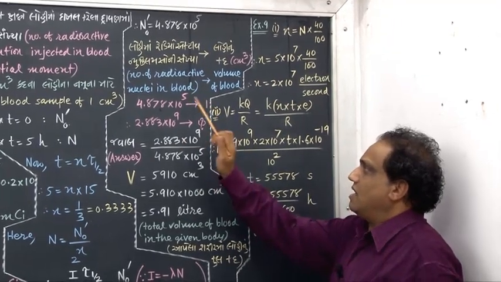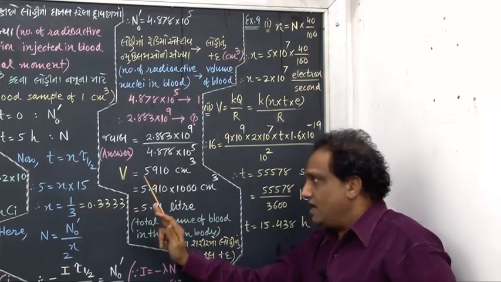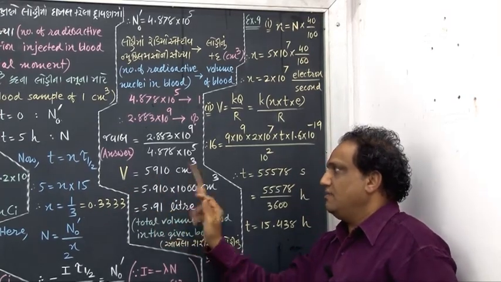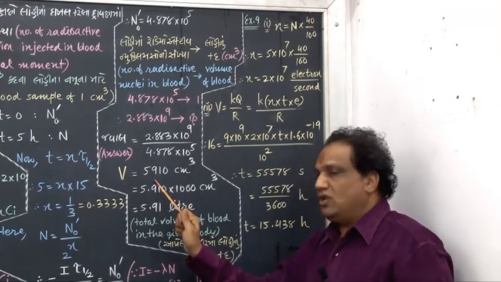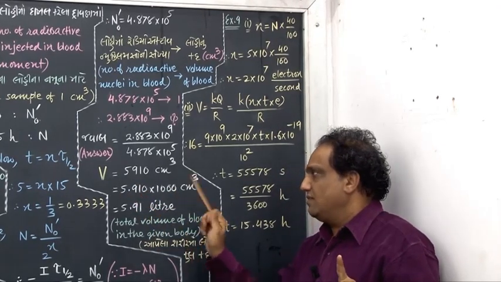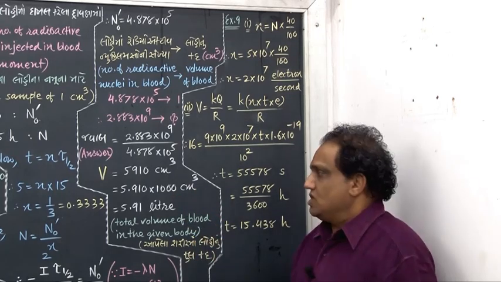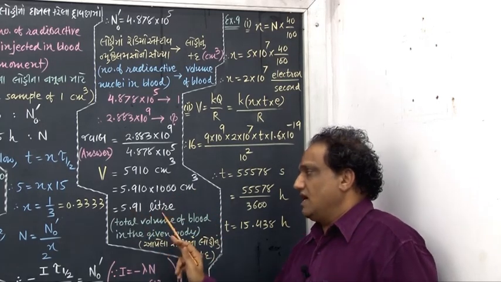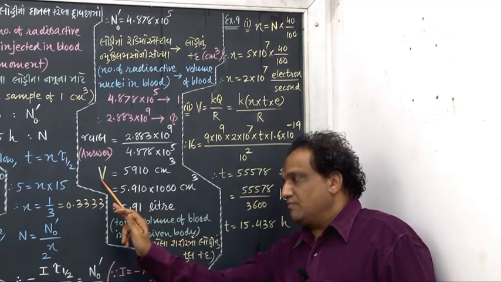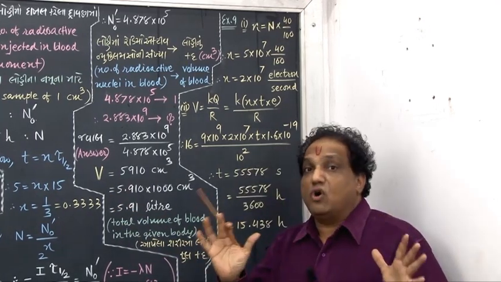So this into this upon this, you find that volume V comes out to be 5910 centimeter cube. The same value you can rewrite as 5.910 into 1000 centimeter cube. But 1000 centimeter cube is nothing but 1 liter. So 5.91 that many liters. So this must be the volume of entire blood in a given body.